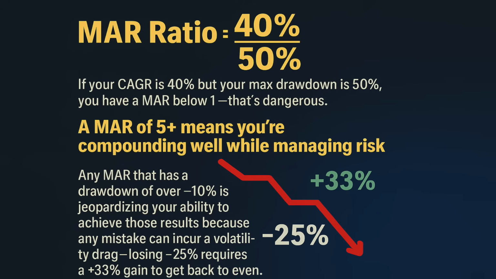Also, sizing is very important here. When you look at the MAR, any MAR that has a drawdown over 10% is jeopardizing your ability to achieve those results over any long period of time, because any mistake above 10% can incur a volatility drag. Let's say you took a 25% drawdown, you now need a 33% gain to get back to even.